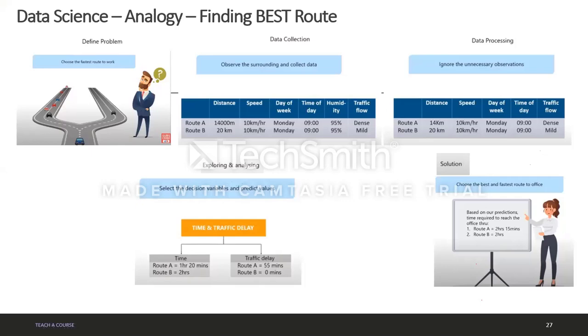I have a couple of routes, route A and route B, and he's observing the surroundings and collecting the data. During the data collection, he is collecting exactly what the distance is, the day of the week, the time of the day, and then humidity and the traffic flow. So when he started collecting the data, there might be n number of factors influencing that specific analysis.